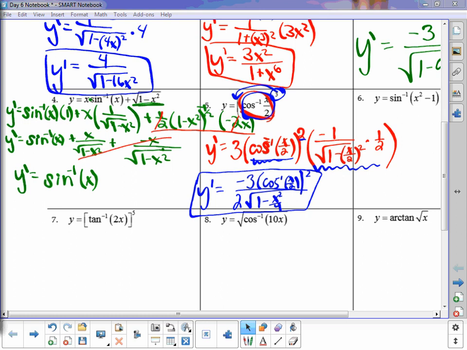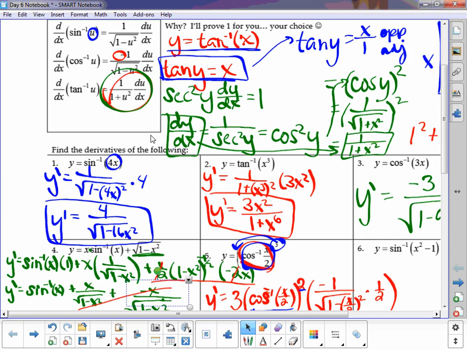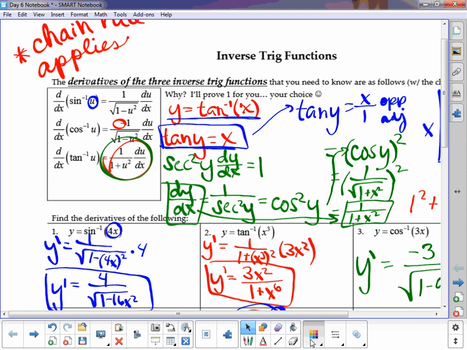Okay, so let's flip it over to the back side. So again, you need to know these derivatives. And now we're going to practice going backward with them. Because taking the derivative is one way, integrating is taking us back. So we need to be familiar with what these look like to know when to recognize them within an integral.